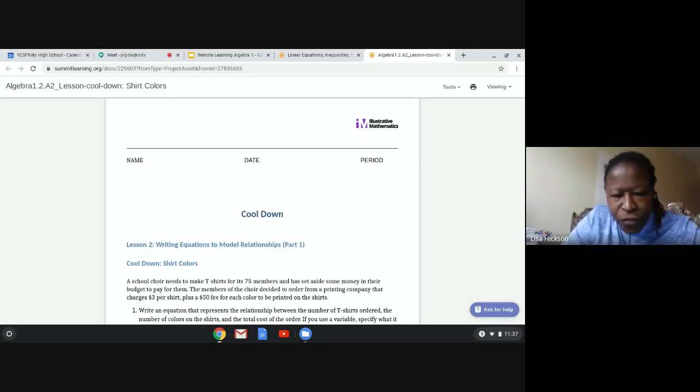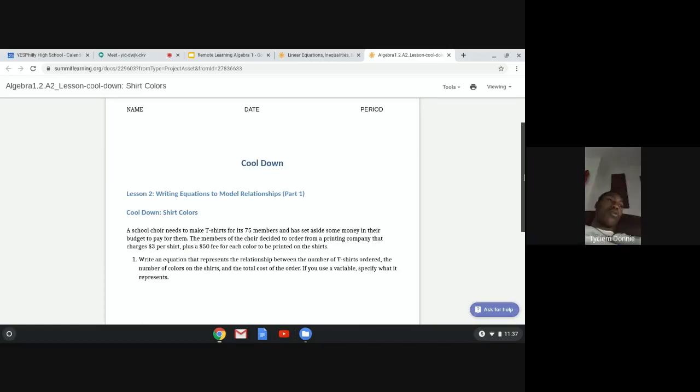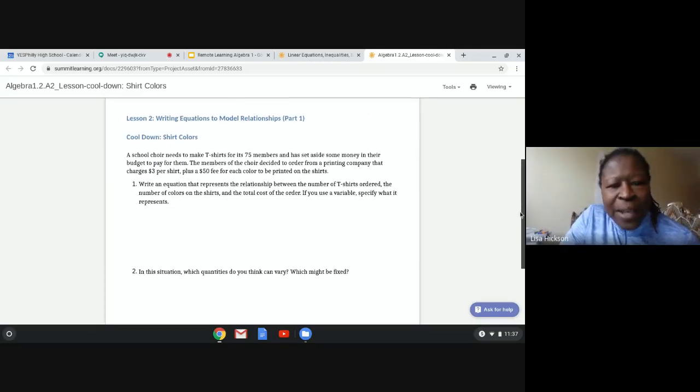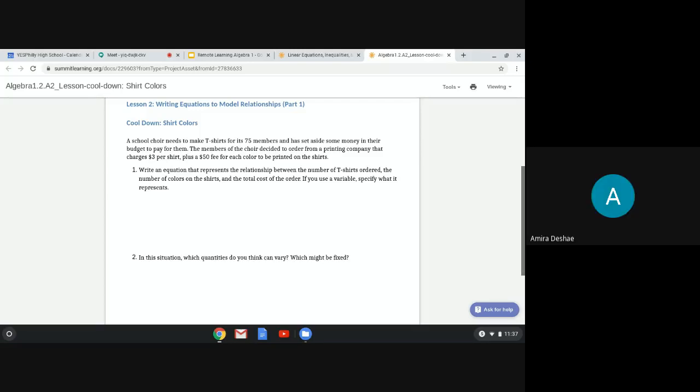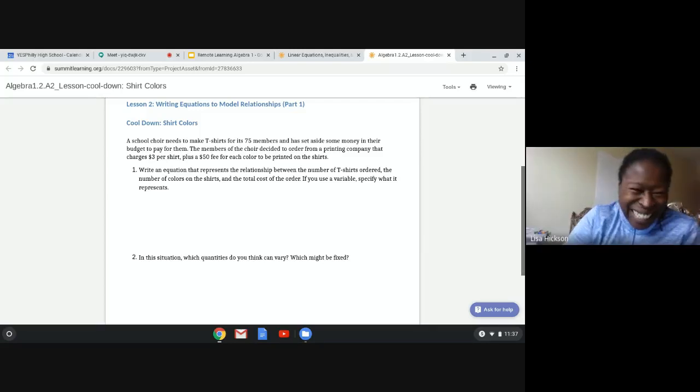Again, they give you a situation. They talk to you about t-shirts. A school choir needs to make t-shirts for its 75 members and has set aside some money in their budget to pay for them. The members of the choir decided to order from a printing company that charges $3 per shirt plus a $50 fee for each color to be printed on the shirts. Can I work there?